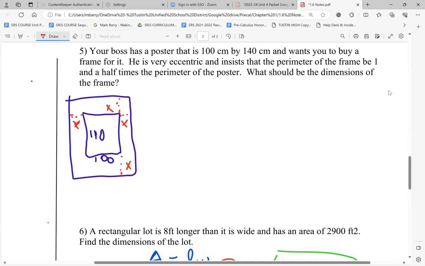I guess 1 x on every side of the frame. You can see I have 1 on the left, 1 on the right, 1 on top, and 1 on bottom. Okay, so now I want the dimensions of the frame here.